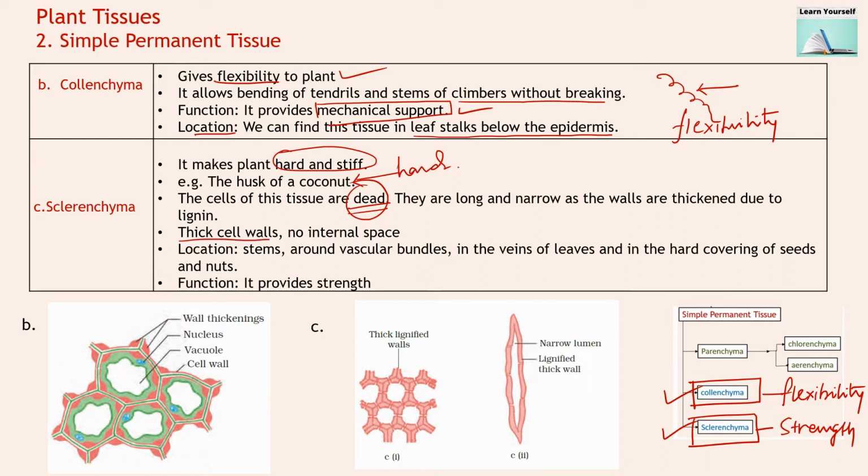And where are they located? They are located around stems, around vascular bundles, in the veins of the leaves, in the hard covering of the seeds, and in nuts. So wherever strength is required, the sclerenchyma tissue will be present, and it gives strength to the plant. So flexibility and mechanical support will be given by the collenchyma, whereas strength will be given by the sclerenchyma.